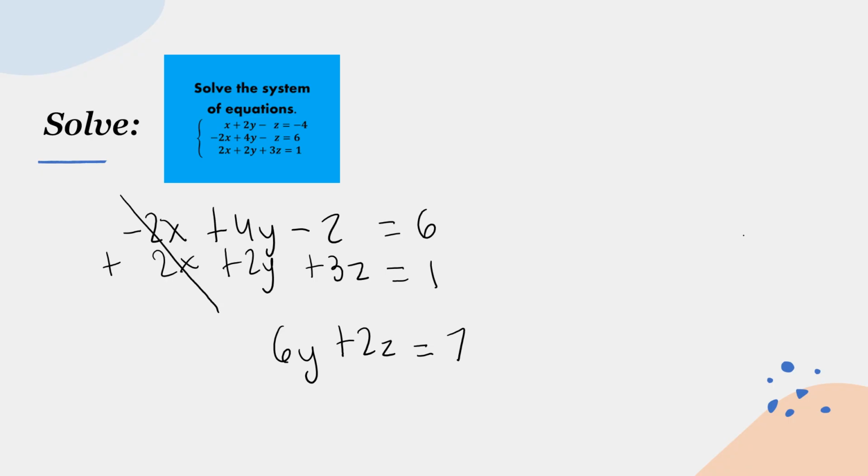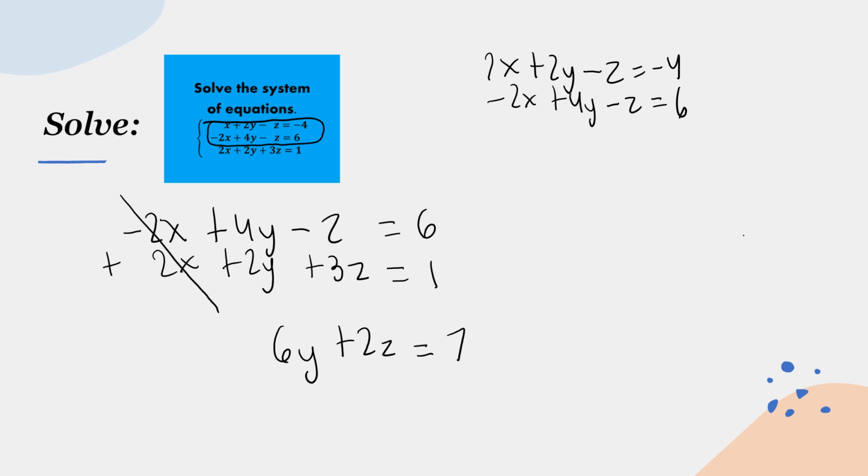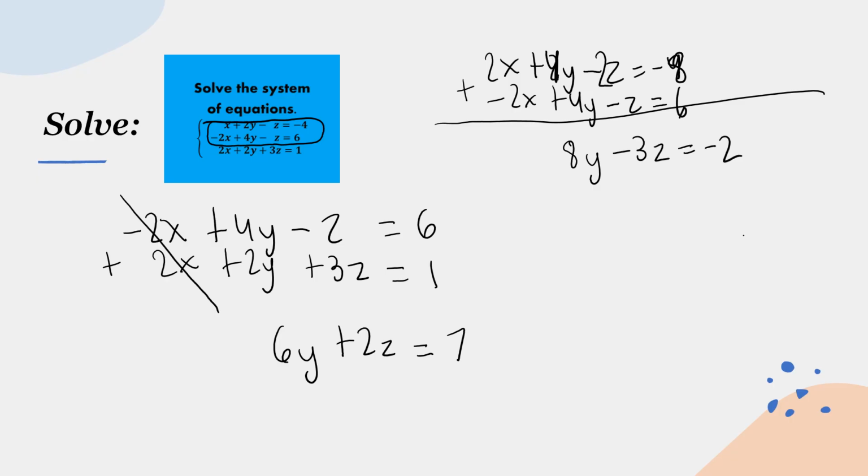And so you could also do a similar thing for the first two equations too. Minus x plus 2y minus z is equal to negative 4, minus 2x. Oh, there's no minus there. Minus 2x plus 4y minus z is 6. And so you can multiply this first equation by 2. So you get 2x minus 4y minus 2z is equal to negative 8. And when you add these two equations, you get 8y minus 3z is equal to negative 2.